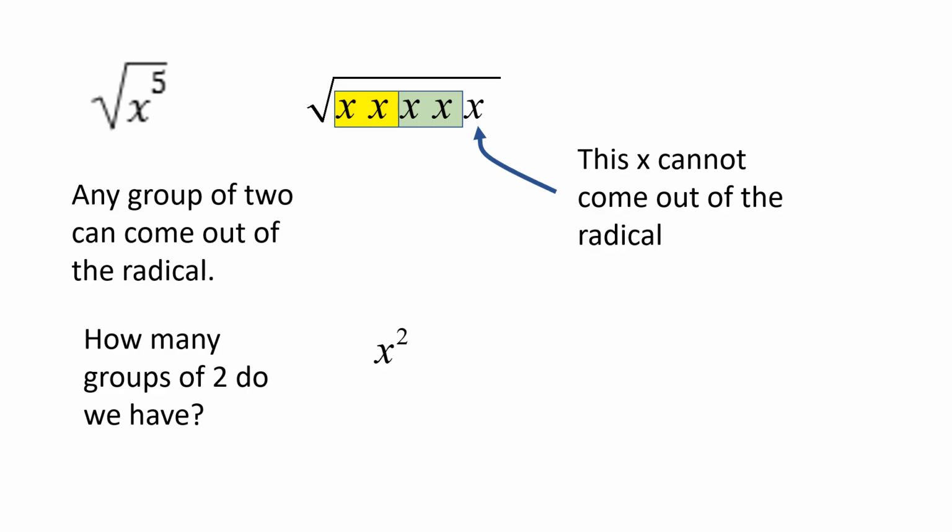But this last guy, I can't take him out of the radical because he has no buddy to come out with. He can only come out of the radical if he has a buddy. So this x cannot come out of the radical, so he'll stay underneath the radical. So the square root of x to the 5th simplifies down to x squared times the square root of x.